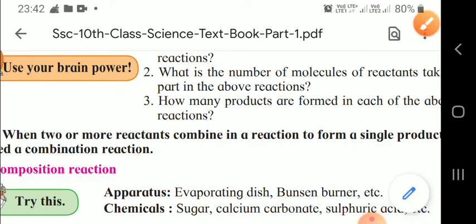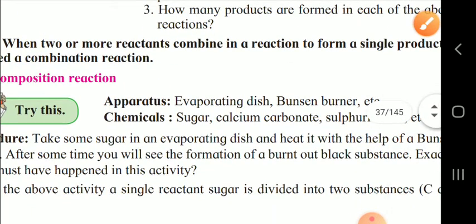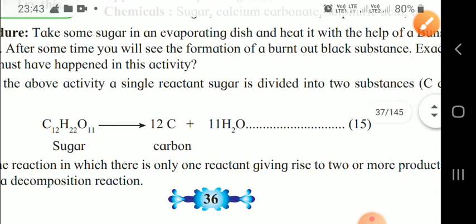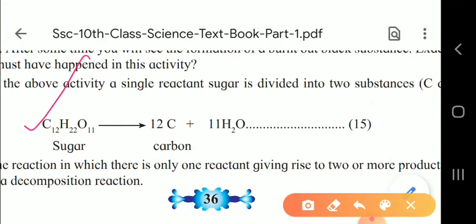After that, this full activity is cancelled for you. Now, here you only have to see what reaction happens with the sugar. This is the sugar formula, C12H22O11. When we burn the sugar, a black colored solid substance is formed, that is carbon. So it will release 12 C plus 11 H2O.